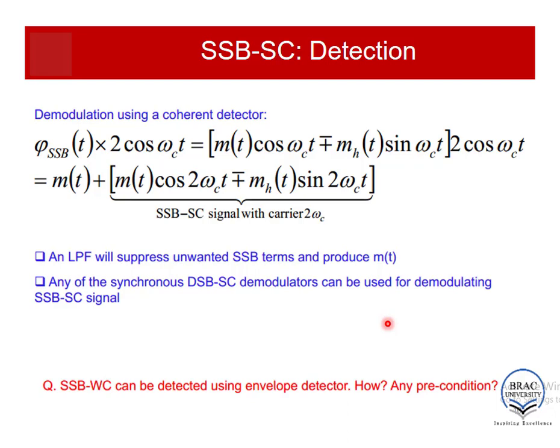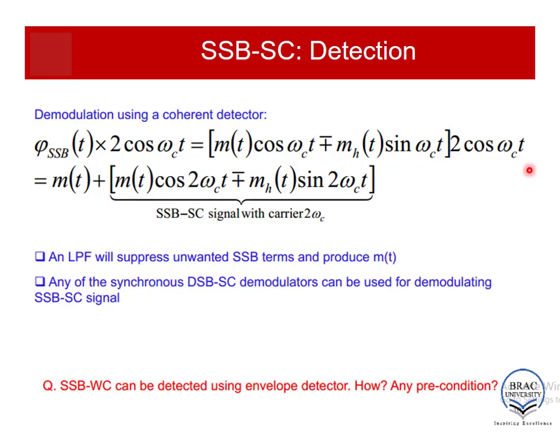Finally, SSBSC demodulation. I have already mentioned how to demodulate an SSBSC signal, that is coherent demodulation or coherent detection. Very simple. Multiply the SSB signal with cos omega ct. So let's see what happens. Phi SSB(t) actually means this one, m(t) cos omega ct minus plus, depending on LSB or USB, mh(t) sin omega ct, multiplied by 2 cos omega ct. There is an additional factor of 2, it will help to get the raw version of the message. If you just skip these two, this will not create any problem.